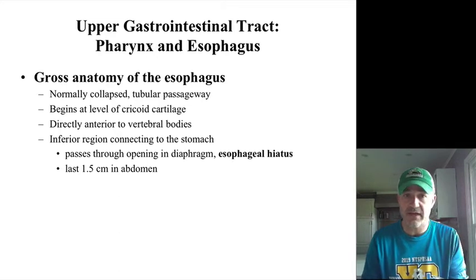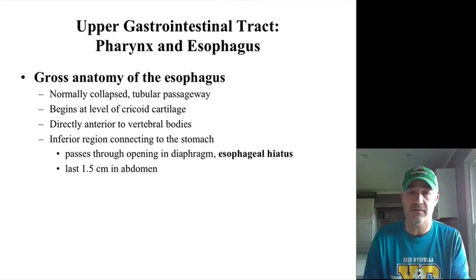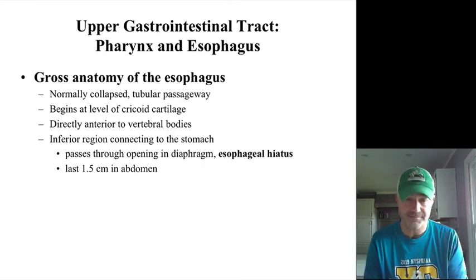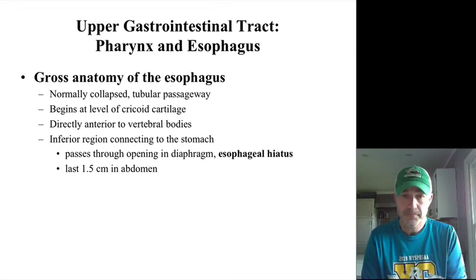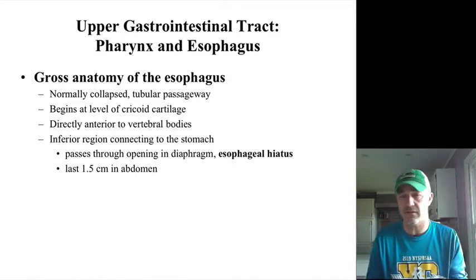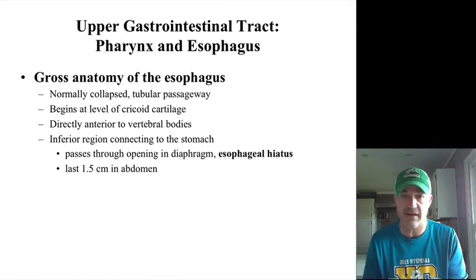The esophagus, when you look at it, is really just a collapsed muscular tube. Begins up at the cartilage and the larynx. It's right in front of the vertebrae and right behind the trachea. Just the last little bit of this is actually in the abdomen. It passes through the diaphragm. There is an opening in the diaphragm called the esophageal hiatus.